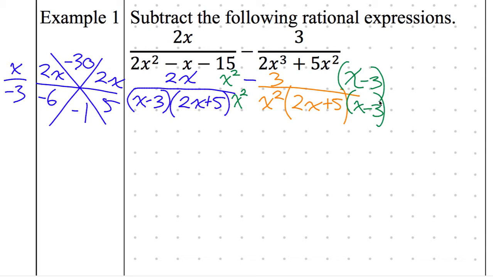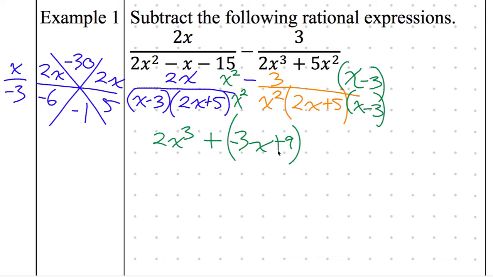We need to distribute on the top. So if I distribute 2x and x squared, that's going to be 2x cubed. And I'm going to subtract when I distribute the 3. Let's keep parentheses here. So 3 times x is 3x. 3 times negative 3 is negative 9. And I'm going to go ahead and distribute this negative so I can drop the parentheses. If I distribute the negative, it becomes a positive, negative, positive. Just change all the signs.